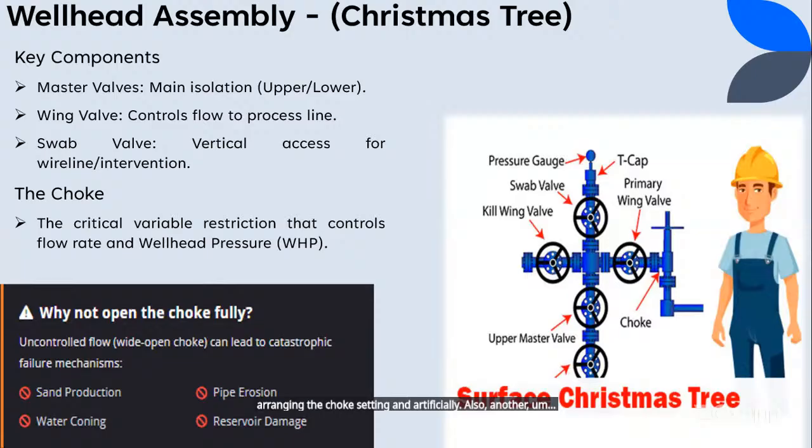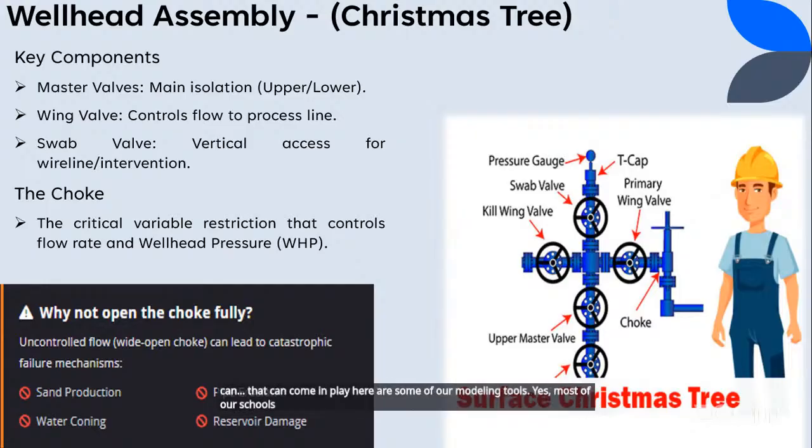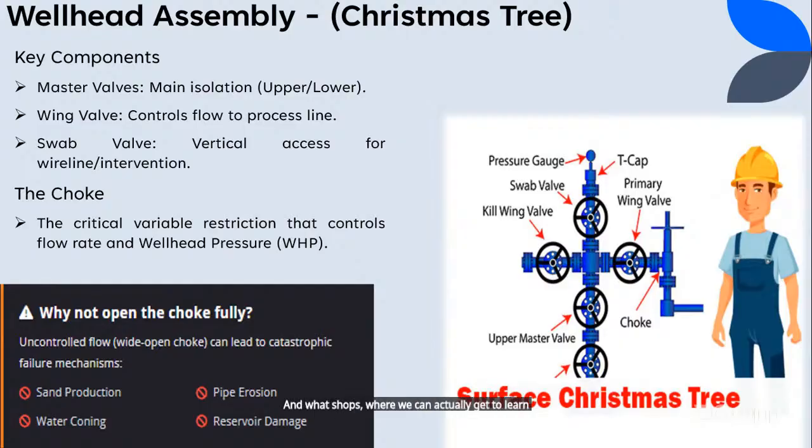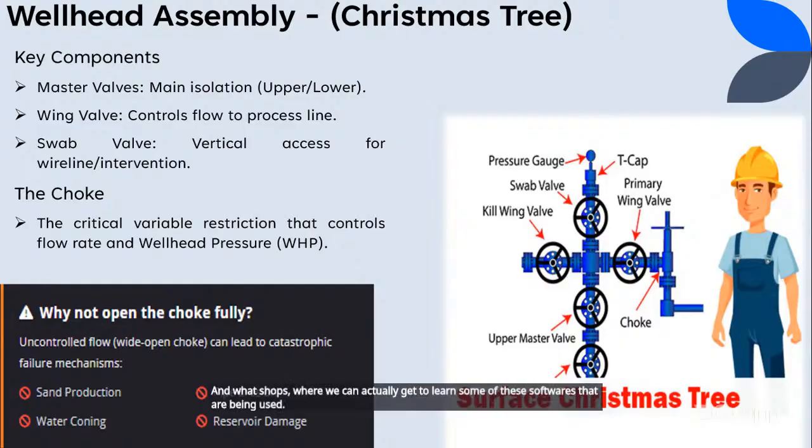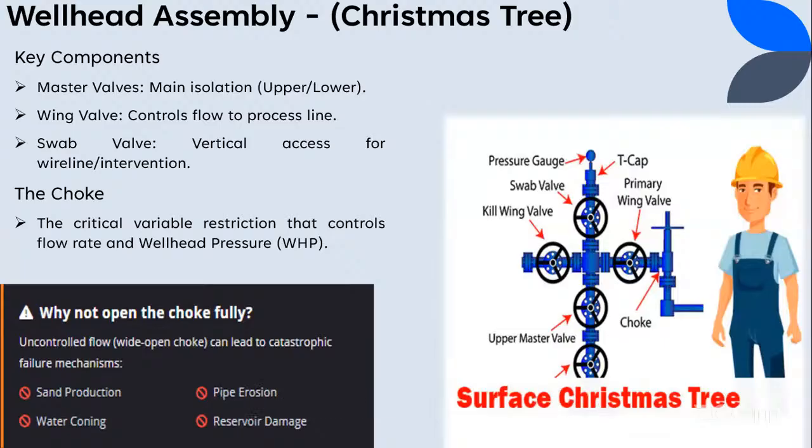Also, another tool that can come into play here is modeling tools. Yes, most of our schools are still trying to acquire these tools, but we have some professionals who organize trainings and workshops where we can get to learn some of these software that are being used. Prosper is one of those software that can enable people to learn about well and system modeling. Then GAP is also another one that does network optimization.